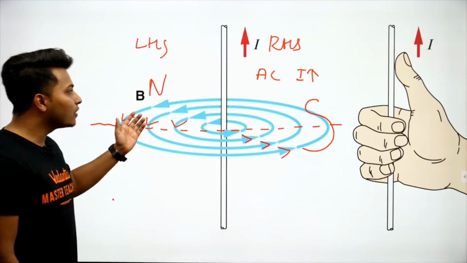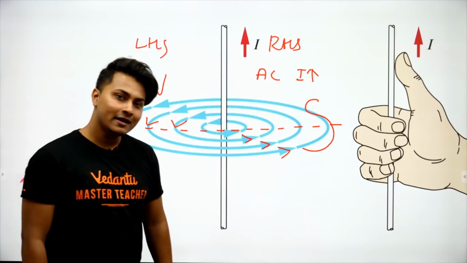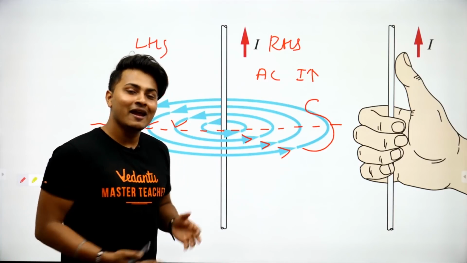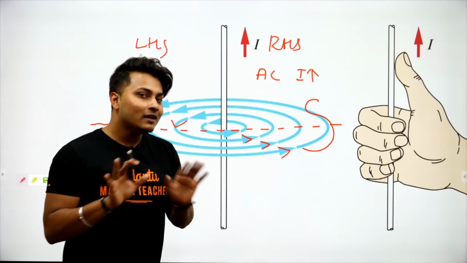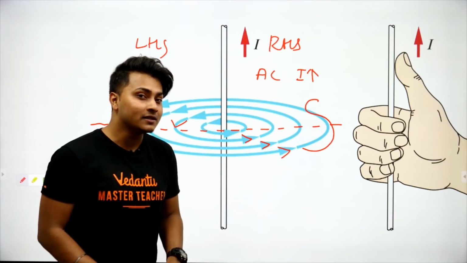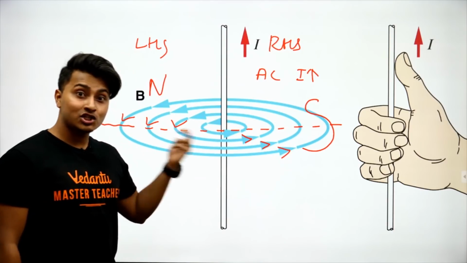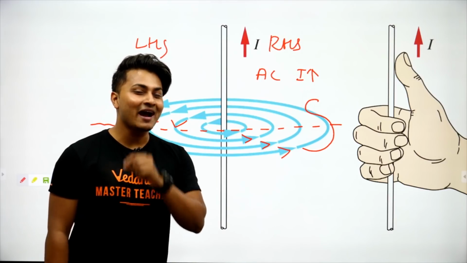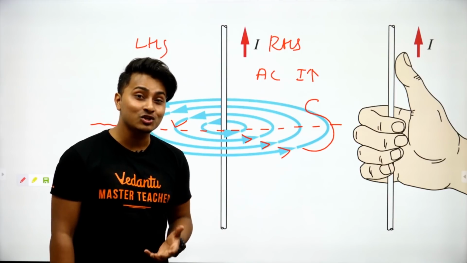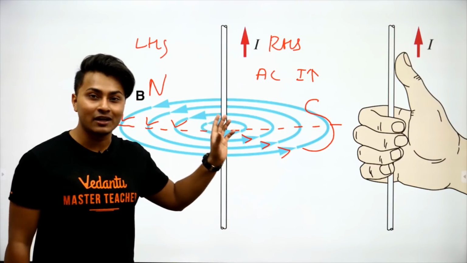So we have got our north pole and a south pole near our current carrying conductor. Hence, it could be considered as a magnet. Now the only question left is, what happens if I change the current's direction? Will this polarity change? What do you think? Will it change or not? I believe you have the perfect answer. Definitely it will change, because when the current's direction changes, the magnetic field's direction also changes.